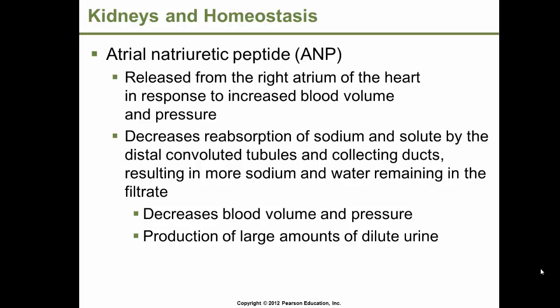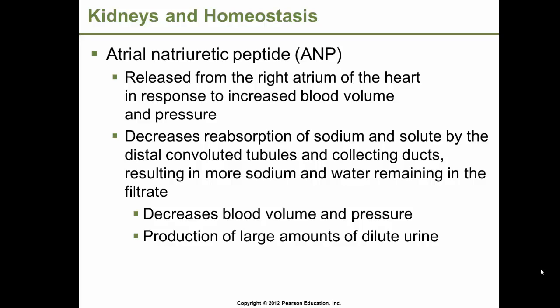Atrial natriuretic peptide is released from the right atrium of the heart, and this is in response to the detection of increased blood volume and pressure. So it's going to decrease the reabsorption of water. It's going to decrease the reabsorption of sodium and solute by the distal convoluted tubules and collecting ducts, resulting in more sodium and water remaining in the filtrate. So it's going to act to decrease blood volume and pressure, and it's going to produce large amounts of dilute urine.